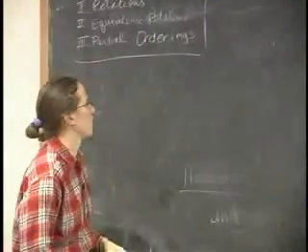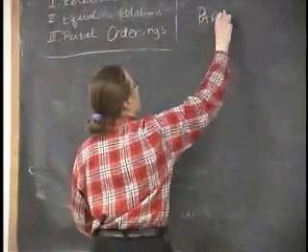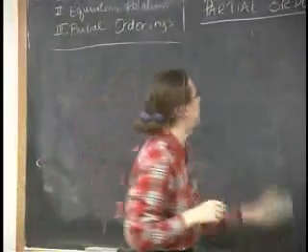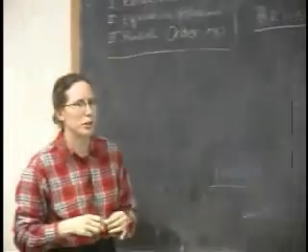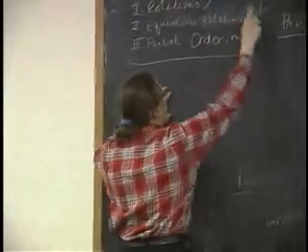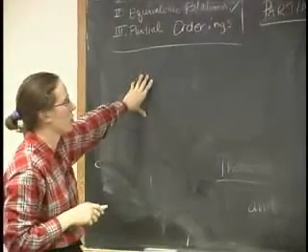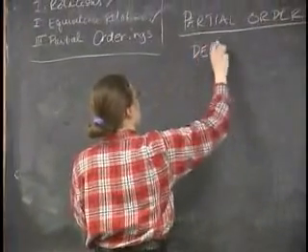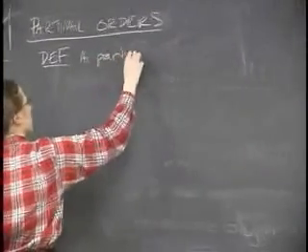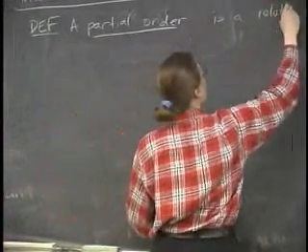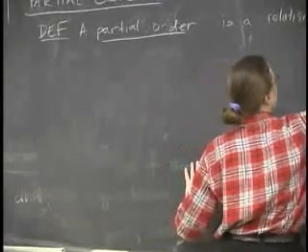The last thing I wanted to talk about today was partial orders. I'm probably leaving something out, and I'll remember it and tell you tomorrow, because I always do. Okay, so now we're moving on to partial orders. And what's a partial order? A partial order is another kind of relation. It's a relation that is antisymmetric and transitive.